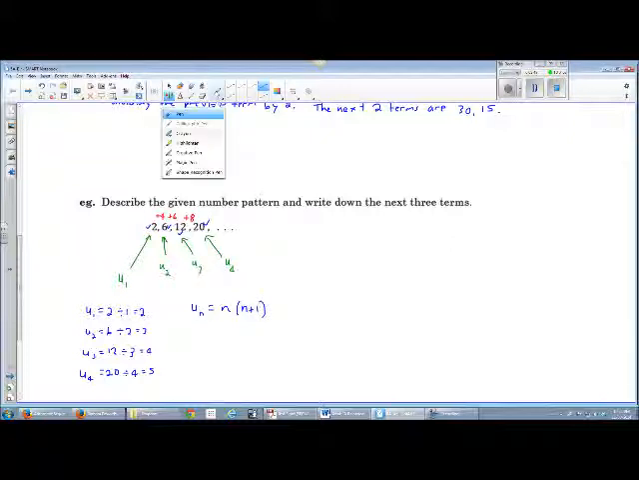So I'm going to say then that this is now my description for this number pattern: the number pattern is the term number multiplied by the term number plus 1. And the next three terms would be, well, if this is term 4, I'm multiplying 4 times 5 to get 20. So term 5 would be 5 times 6 to get 30. And then I get 6 times 7, which would be 42. And then 7 times 8 gives me 56.